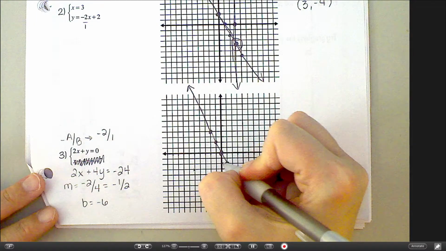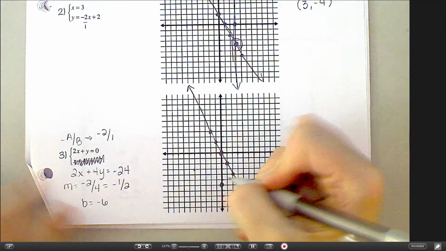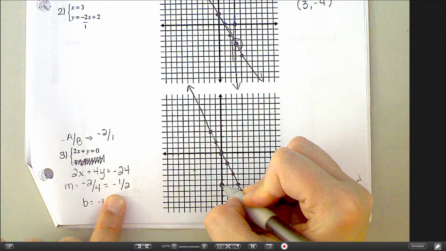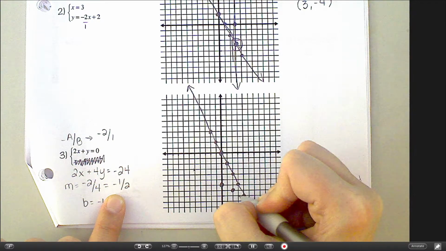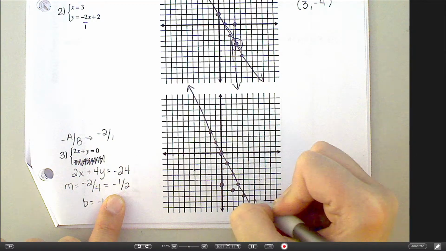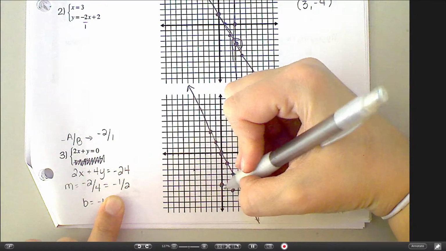So I'm going to start at negative 6. And then the slope we found was negative 1/2. So I'm going to go, what? Down 1 over 2 to the right. To the right, thank you. You're right, I should be saying that. There's my line.